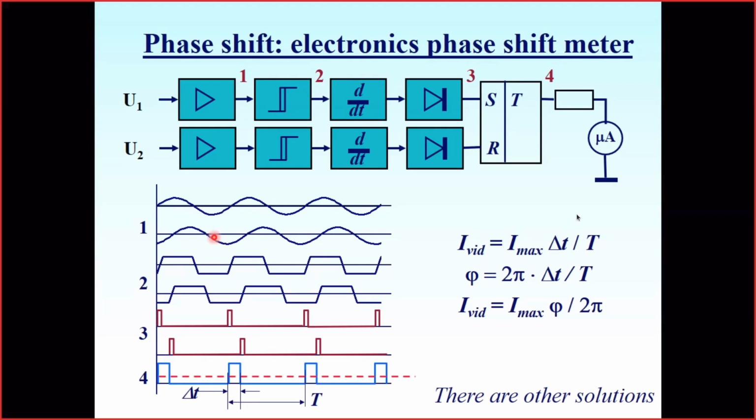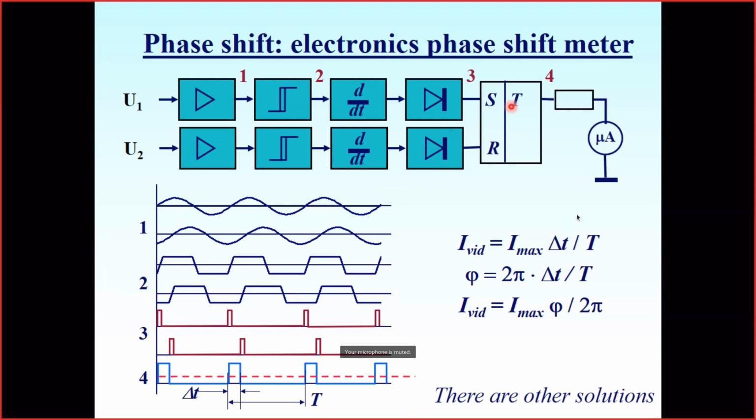So if our signal has a phase shift, we understand that these pulses will be more distant from each other. If the signal has the same phase, both these pulses appear simultaneously. And then what we do is we use these pulses to drive an SR trigger.